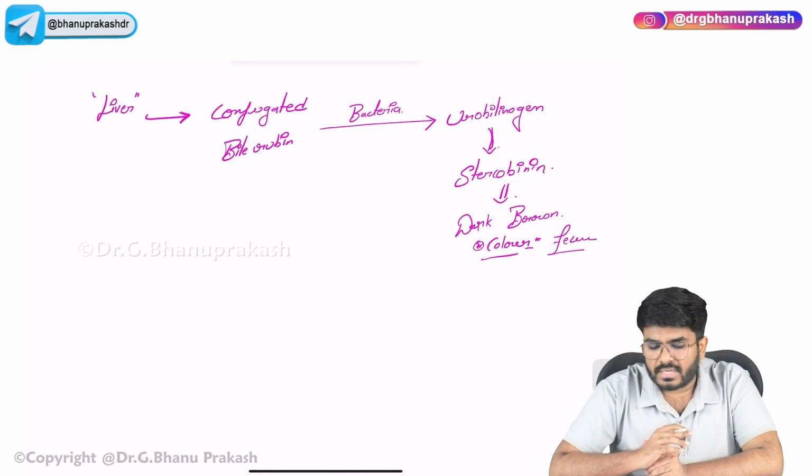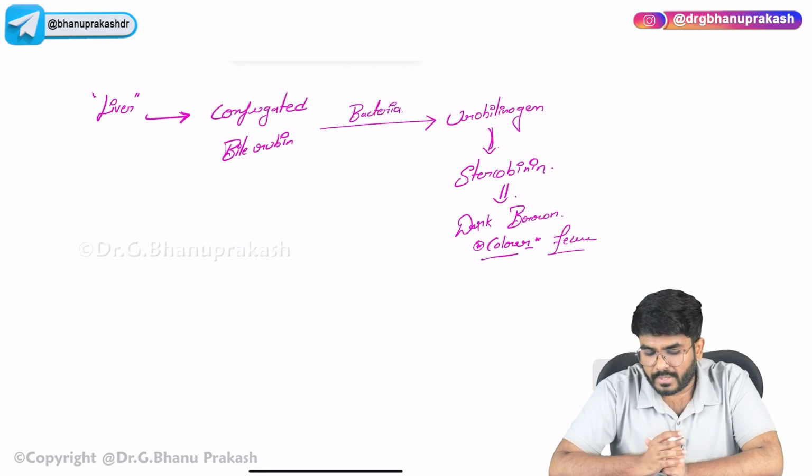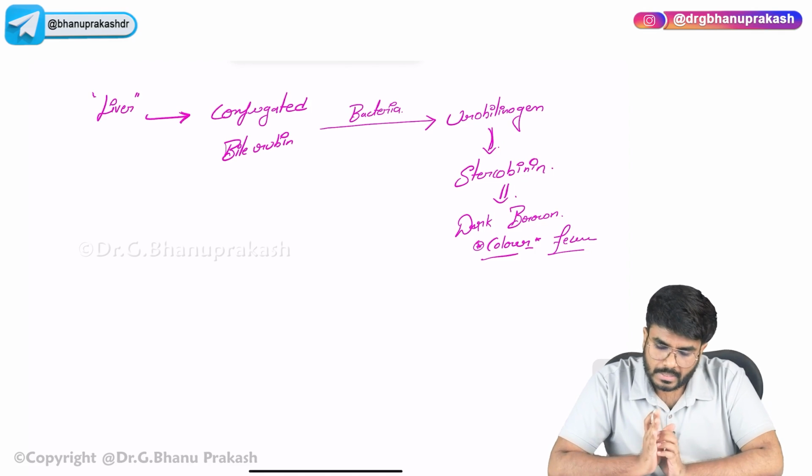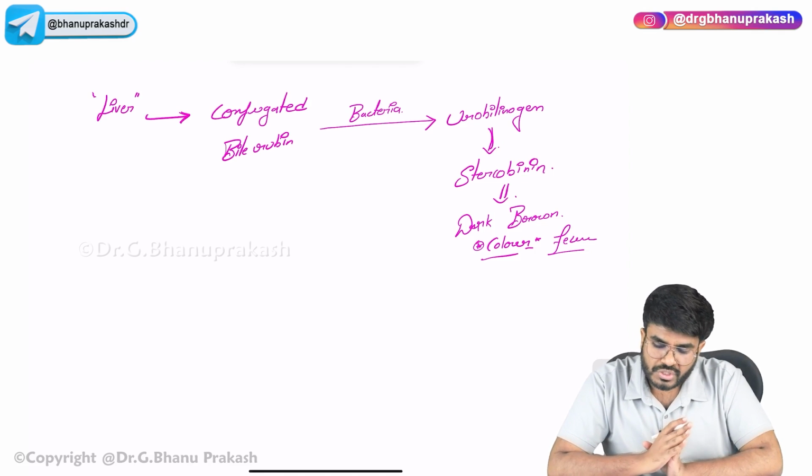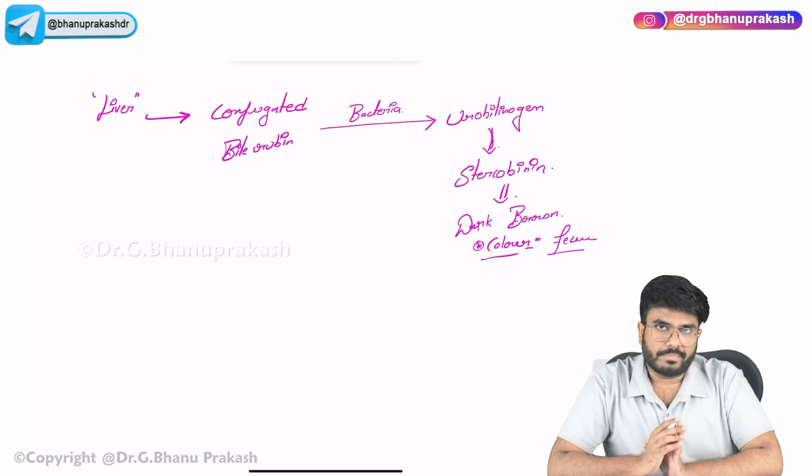So normally the liver is releasing conjugated bilirubin. The conjugated bilirubin is acted upon by bacteria. Bacteria convert the conjugated bilirubin into urobilinogen. The urobilinogen is later on converted into stercobilin. Stercobilin is the one which gives the color.